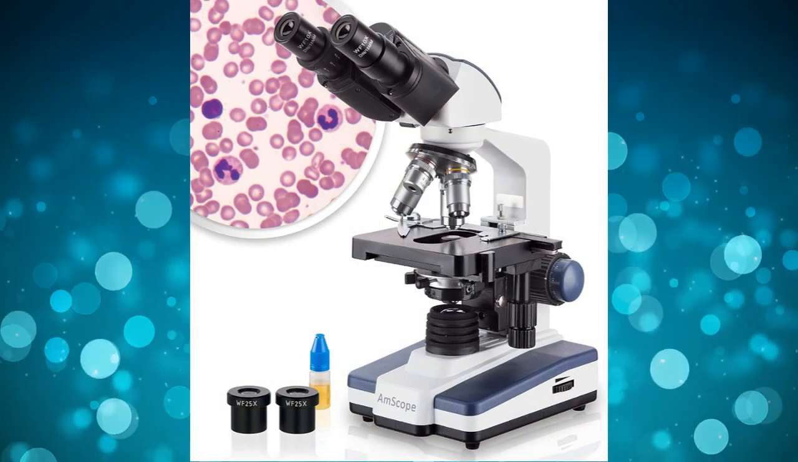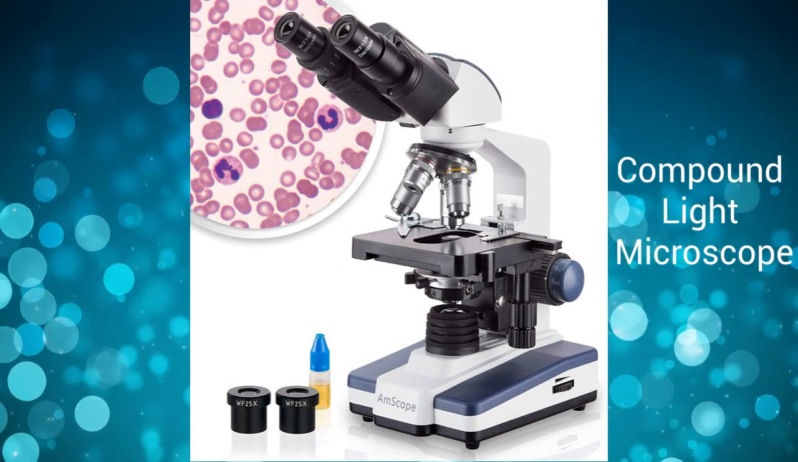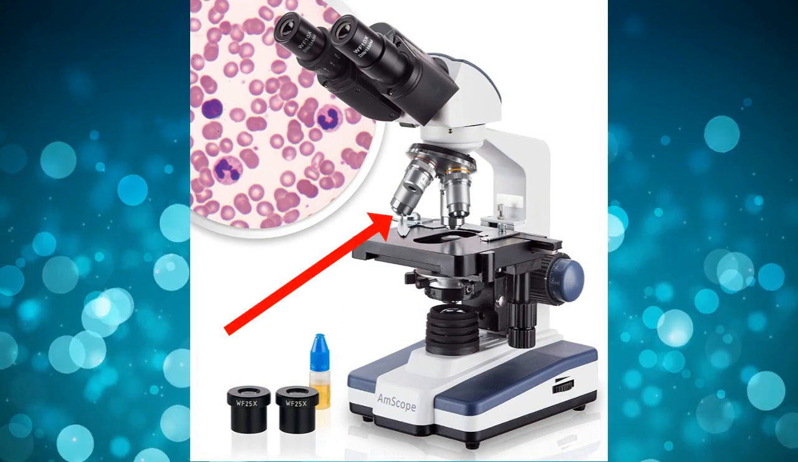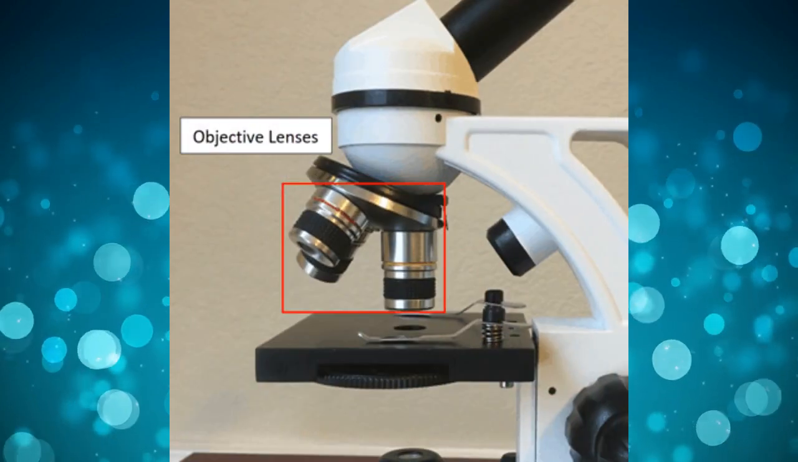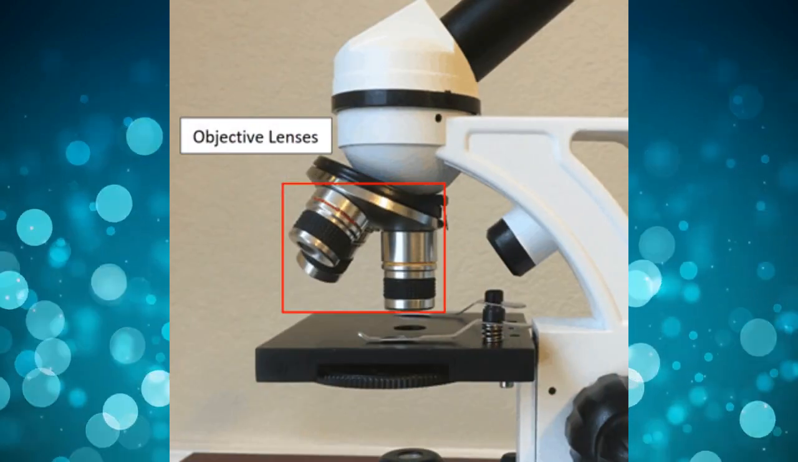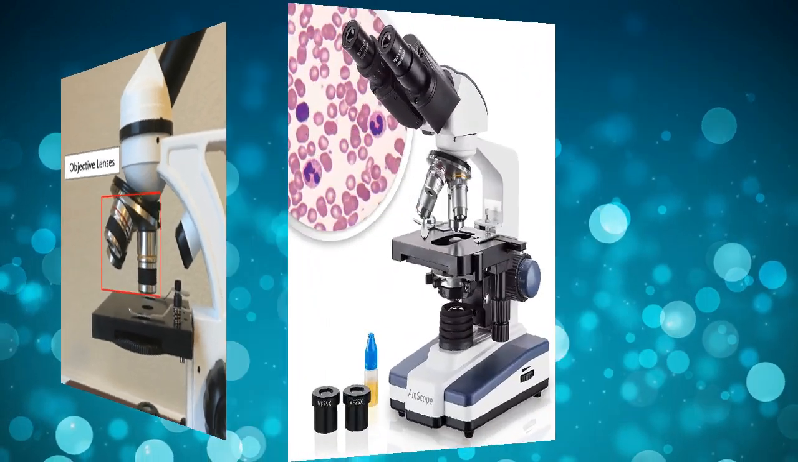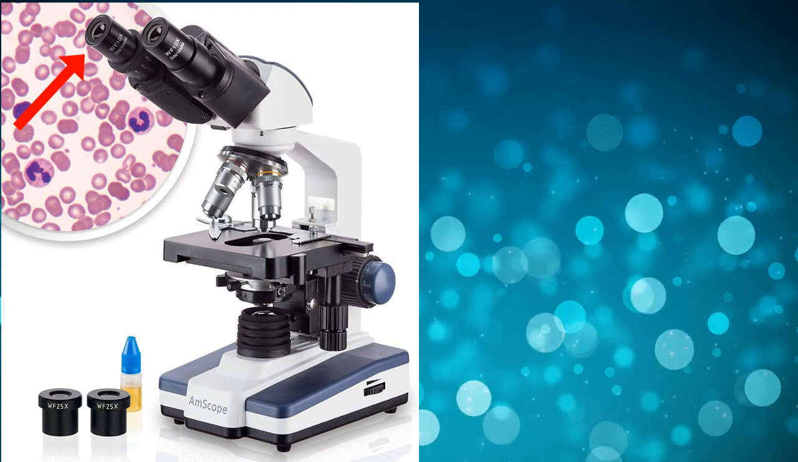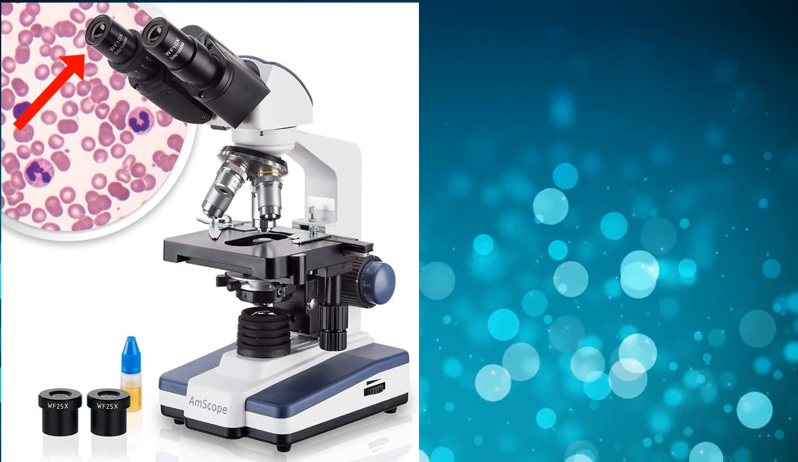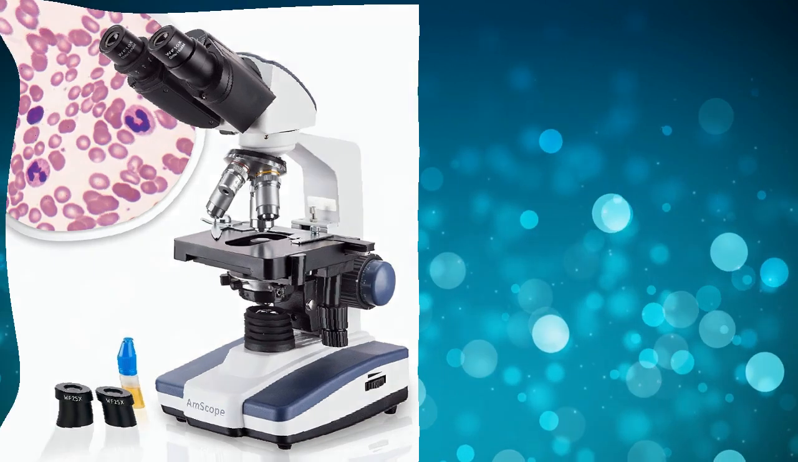Microbiologists, however, use the compound light microscopes in their labs. These microscopes have 2 or more lenses to achieve higher magnifications. First lens is called the objective lens. It is placed very near to the object that is to be magnified. The other lens is called the eyepiece, which is placed near the eyes. A compound microscope can give us up to 1500 times magnification.